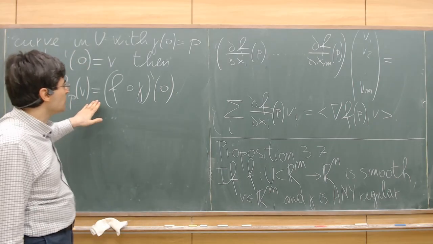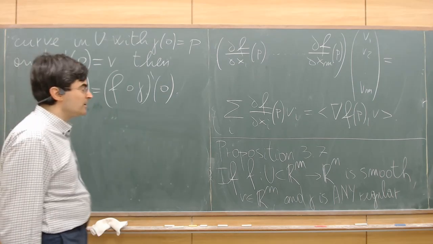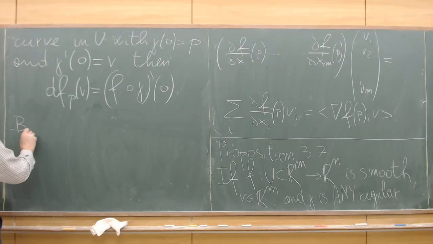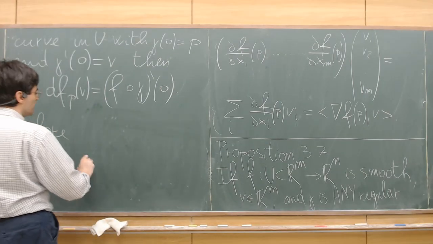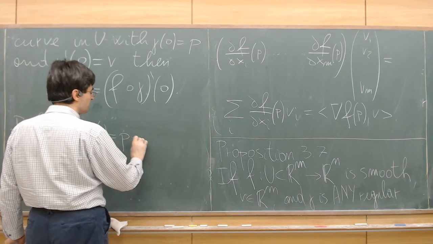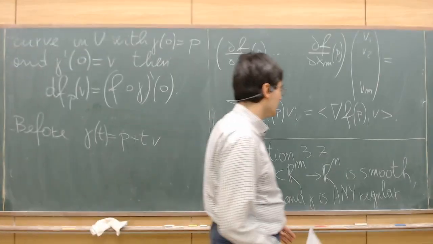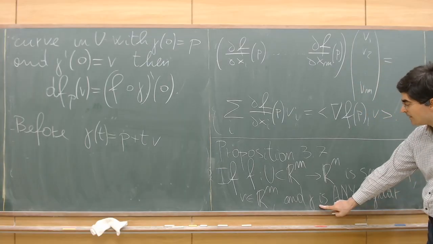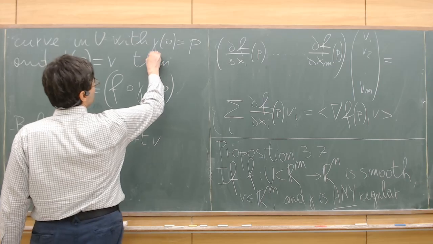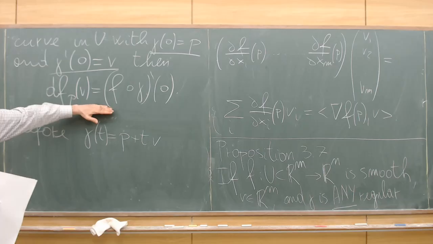So this formula has been already presented a few minutes ago. The difference with this proposition is that before, when I defined it, we had chosen gamma(t) equal to p plus tv. Instead, here we are saying that gamma is any curve such that gamma(0) is p and gamma'(0) is v. So the same formula holds true.